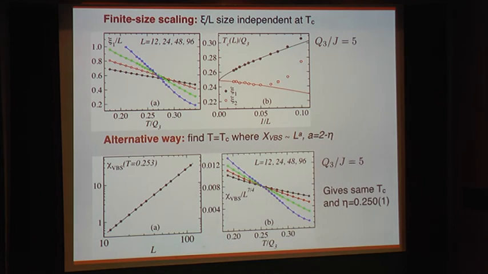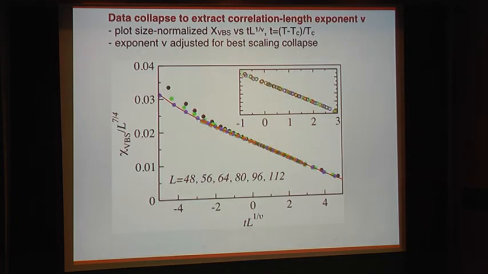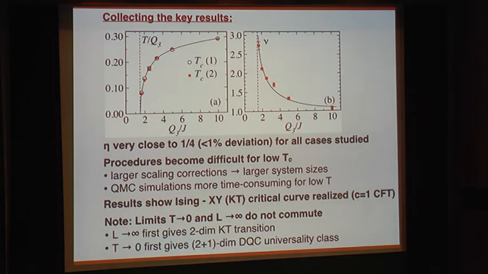We can also look at the data in other ways, and we can confirm that eta is very close to 1/4, as is expected. Then we can do data collapse, or analyze nu in the way I just told you about, but we can do data collapse and get nu from that. And this is the last slide I want to show. Quite interestingly, what we do see is that we get the ordering temperature as a function of Q over J. Here we actually used the Q3 model because it has a stronger VBS ordering.